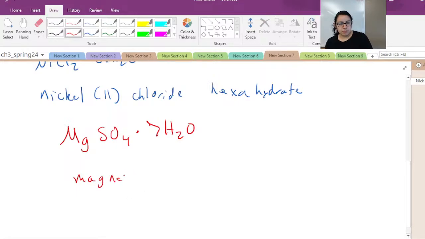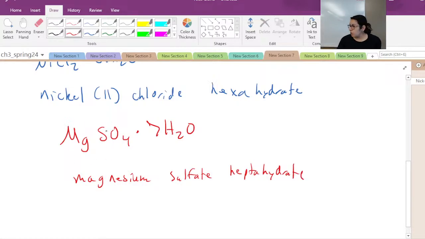Magnesium sulfate heptahydrate. Perfect. And so, good job, right? So you had to find your polyatomic sulfate. So is that SO4 with that -2 charge. So we can see why they were in a 1-to-1 ratio.